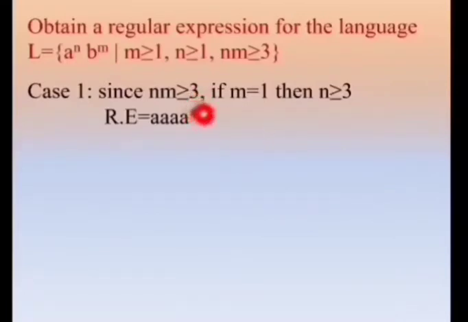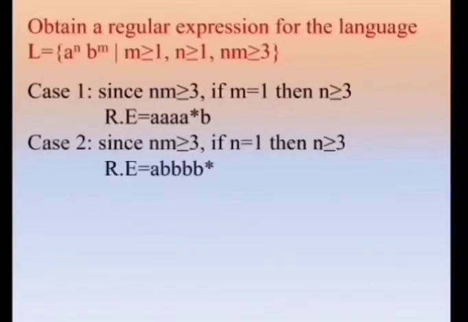So for the first case, as we need to have n into m greater than or equal to 3, if we keep m is equal to 1, then n value should be greater than or equal to 3. So n is the number of a's and m is the number of b's here. Hence, the regular expression is triple a star b. So triple a satisfies n equal to 3 condition, and greater than 3 will be represented with a star, and m is equal to 1 means 1 b here.